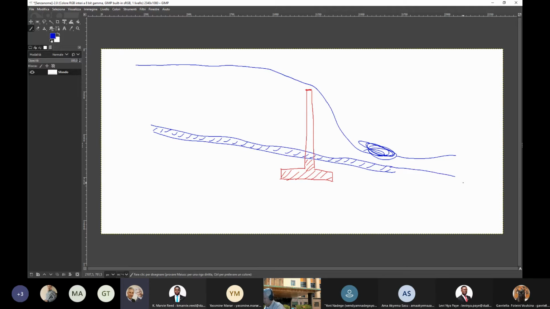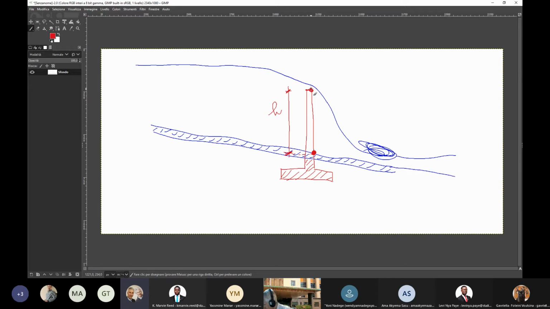What is the height here? The height is this one. This is my height. This is the height measured from the lowermost above ground point, which is this one, to the uppermost part of the structure that is surmounted by water. Okay, this is the height.